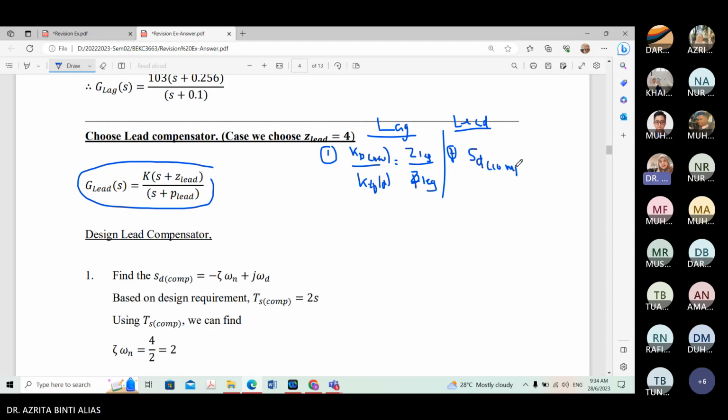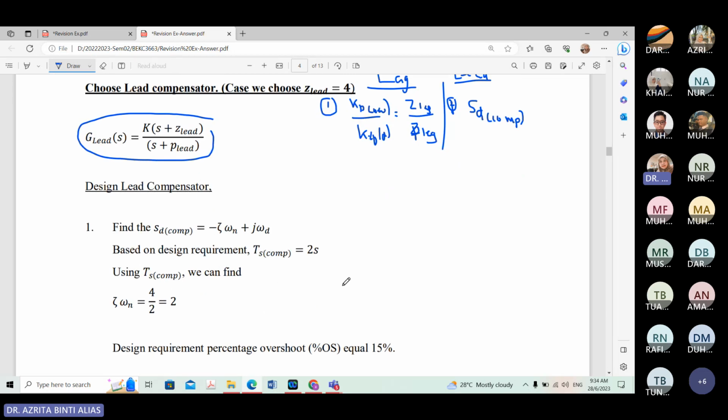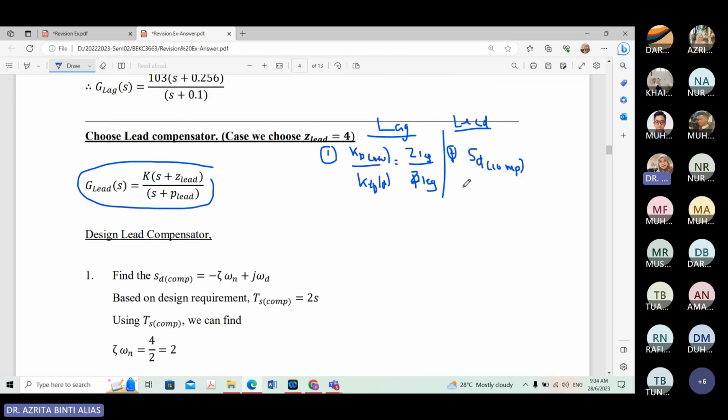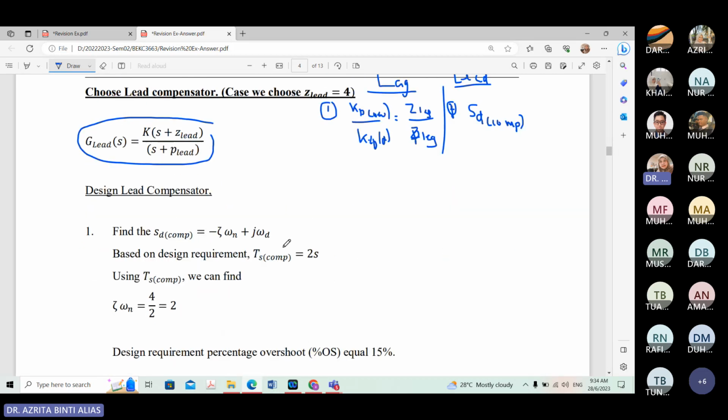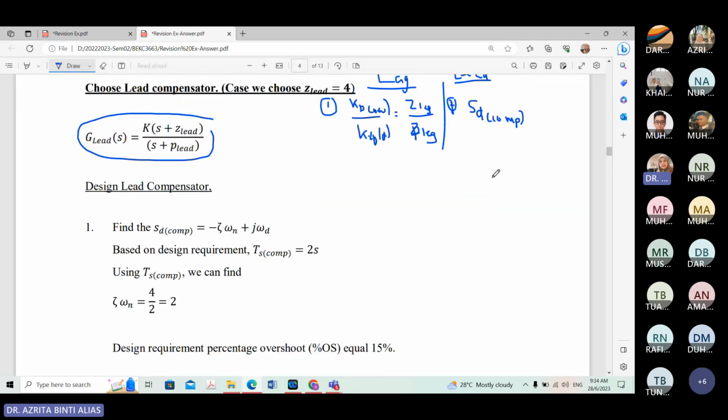Okay, so ST compensated. How do we find the ST compensated? It is based on the information. If the ST compensator is not given in the question, you need to find the ST compensated based on the design requirement. The formula for the ST is the same, for ST compensator and ST uncompensated: the general formula is minus zeta omega n plus j omega d.